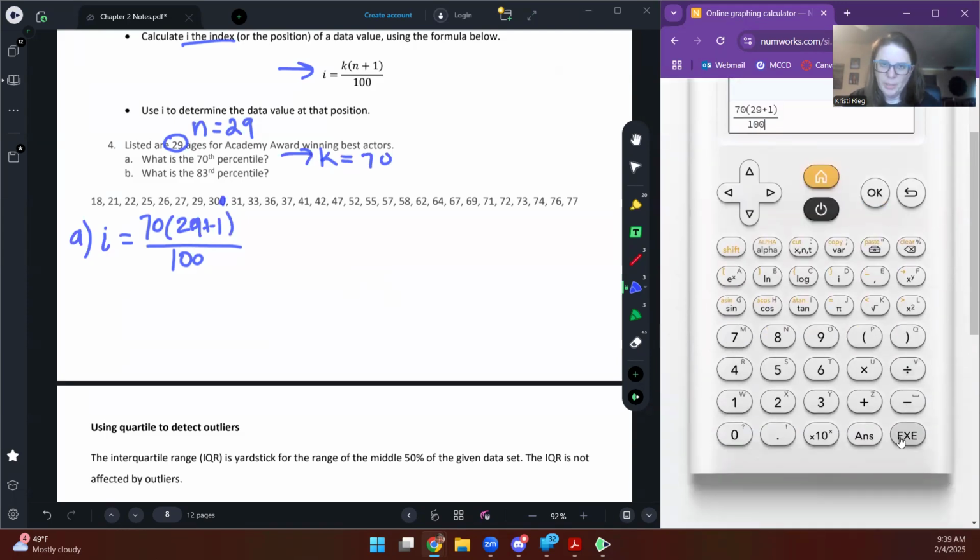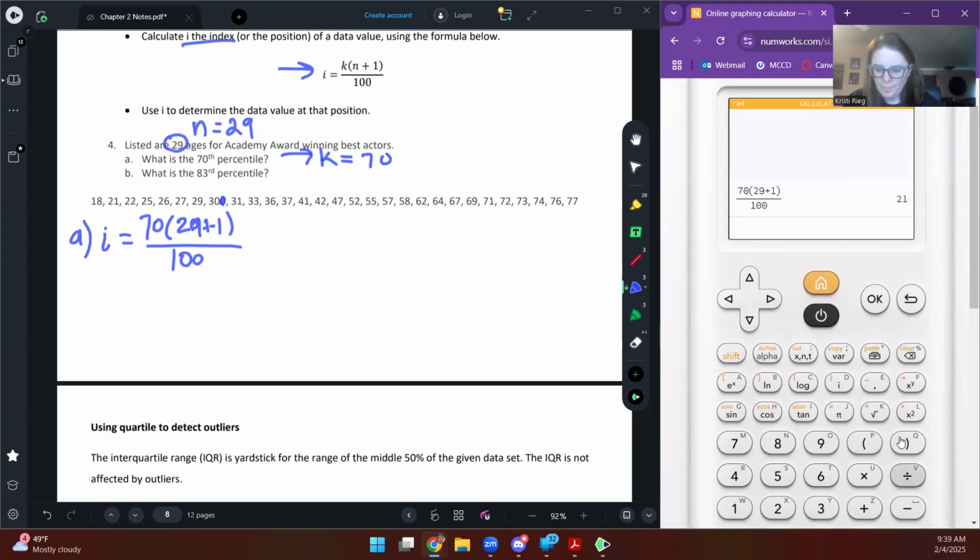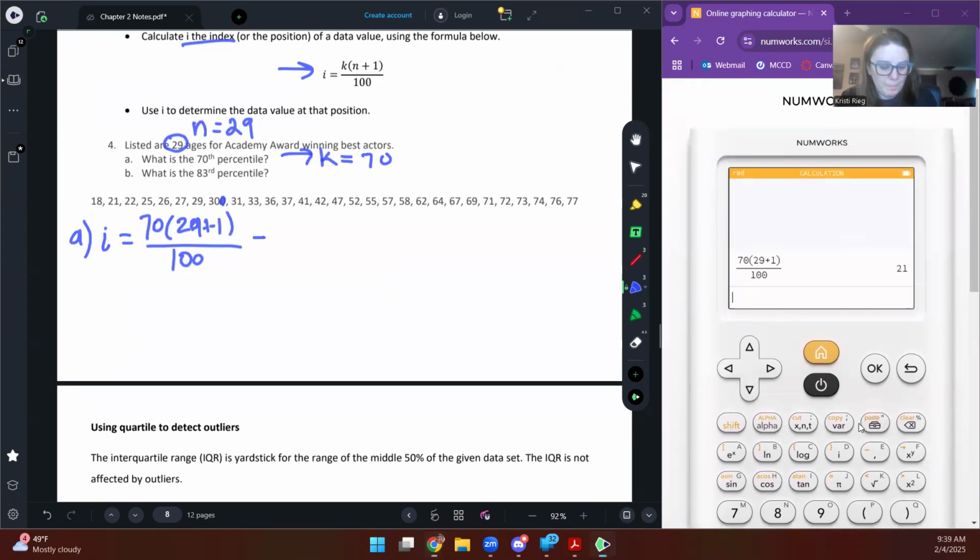I usually call it enter, but it's execute at the bottom. And I get that the answer is 21. Now, that's not the answer to the problem. That's the index. So what that means is I'm going to count to the 21st position.